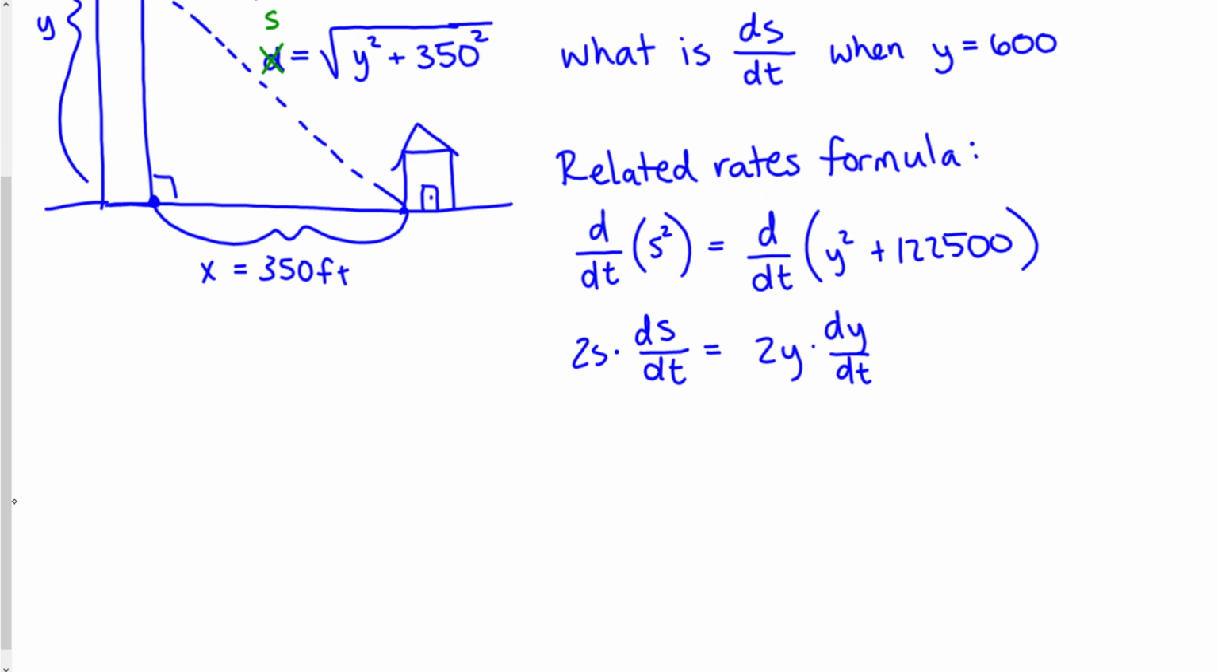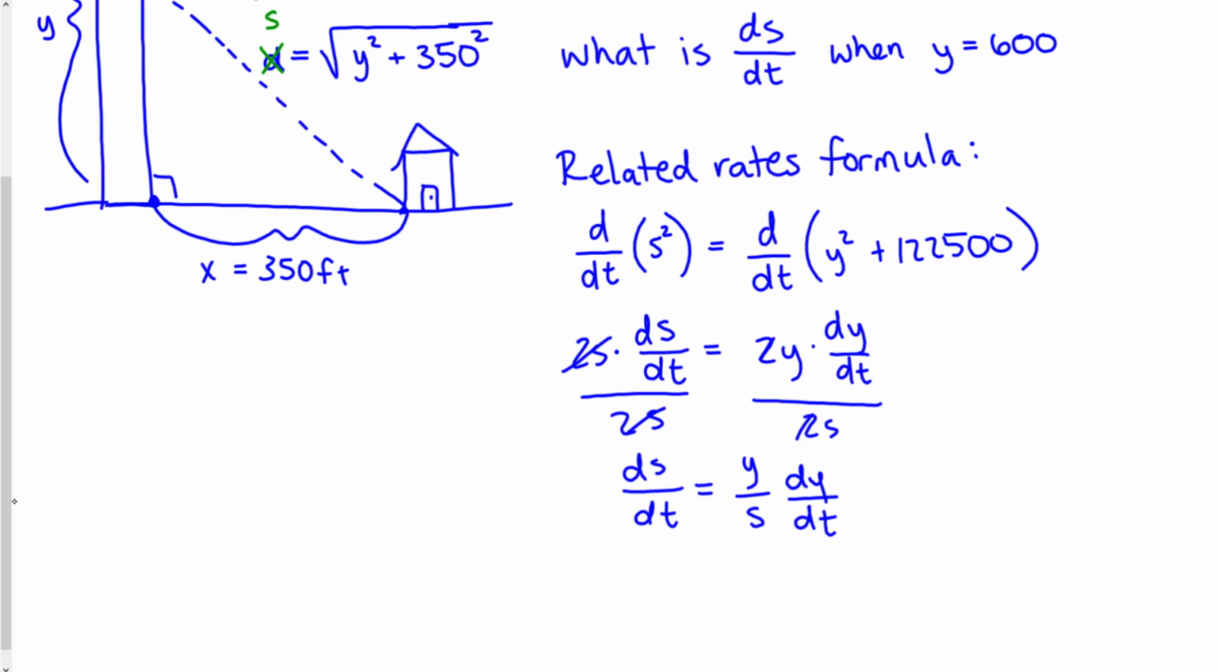The question is asking for us to solve for ds dt, so I'm going to get ds dt by itself. And I'm going to divide 2s from both sides, leaving us with ds dt. The 2's cancel here, so y over s dy dt. And that's our related rates formula. And that's not bad. What we need to know is dy dt, so the rate of change of the beanstalk with respect to time. We were given that originally as 200 feet per second.